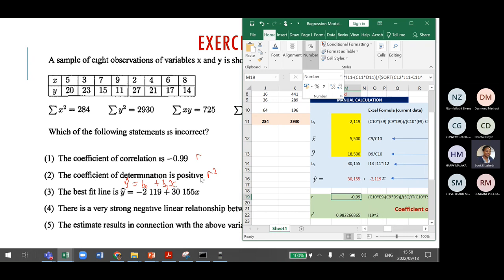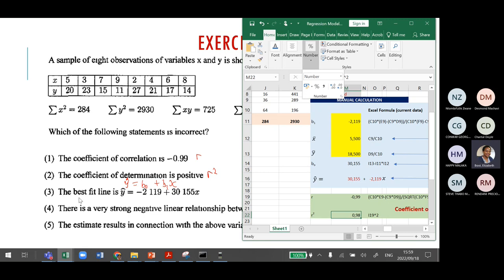Your coefficient of determination, which is R squared, will be positive, because if you look at the answer as well, it is positive. If I make it two decimals, it's 0.98, which if you take -0.99 and multiply it by itself, you will get 0.98, which is positive. So number two is also correct.